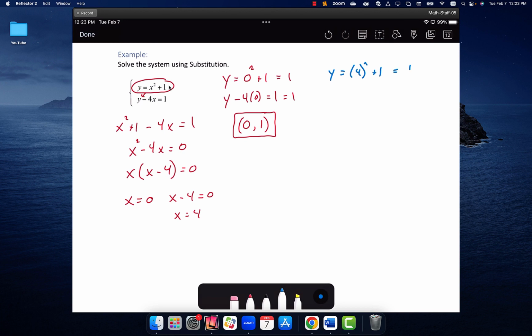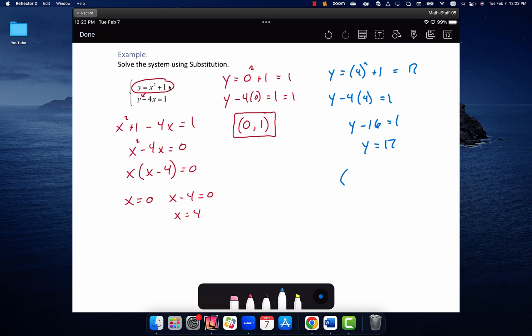4 squared is 16 plus 1 is 17. And then on the second one, 4 times, replace x with 4. Set that equal to 1. Y minus 16 equals 1. Add 16 to both sides, and y equals 17. So in this case, we got 17 for the top and bottom equation.